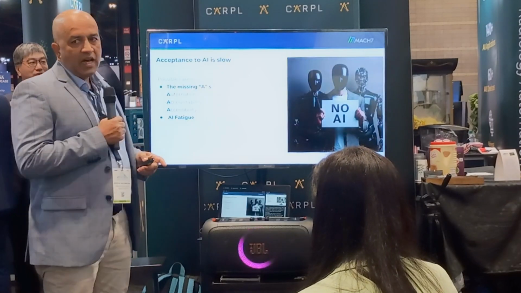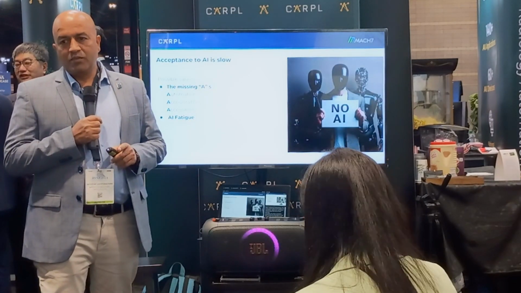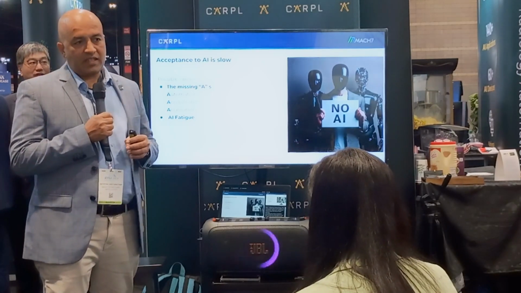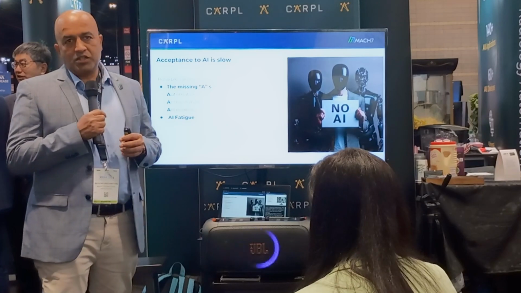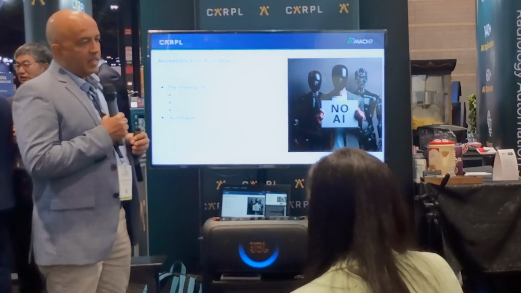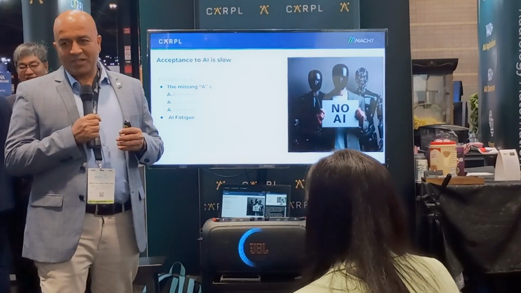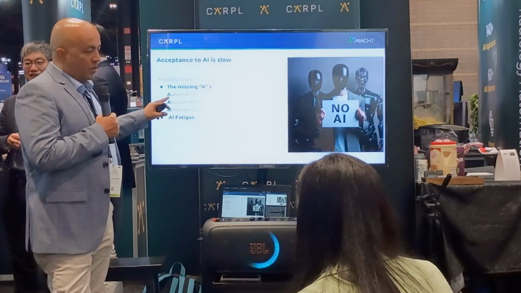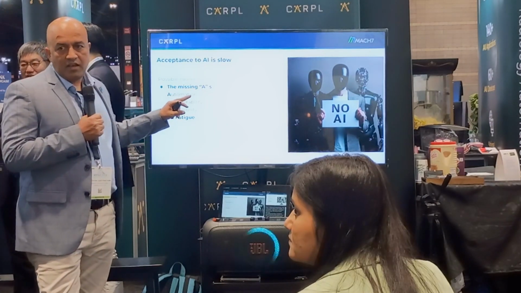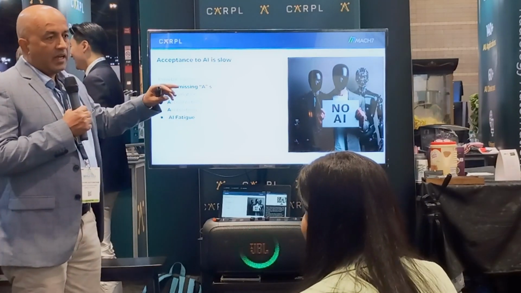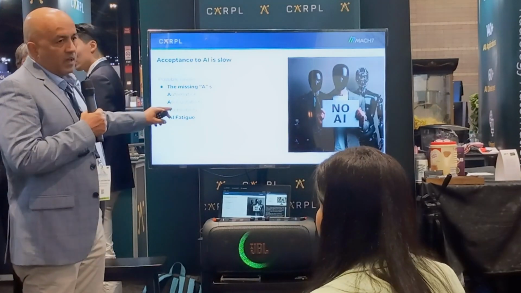But the adaptation of AI is very, very slow, and we are not seeing this fast adaptation. I think we need to ask the question on why this is not happening. And I say there are three other A's missing in AI. Automation of the application or the integration, it's not there, or it's very sporadic and not standardized.